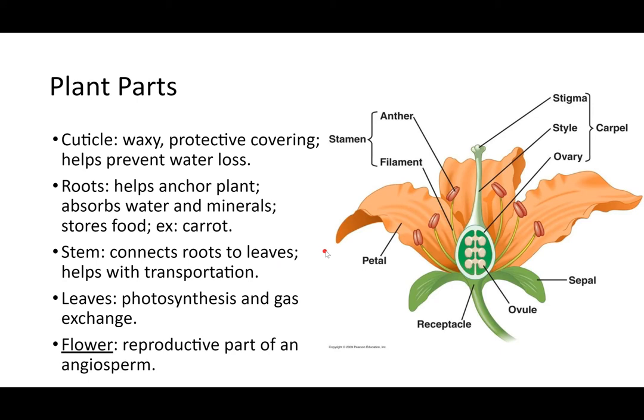And then we have the flower itself, which is the reproductive part of an angiosperm. Remember, angiosperms are similar to gymnosperms, in fact, they have vascular tissue, but angiosperms keep their seeds in an enclosed vessel.